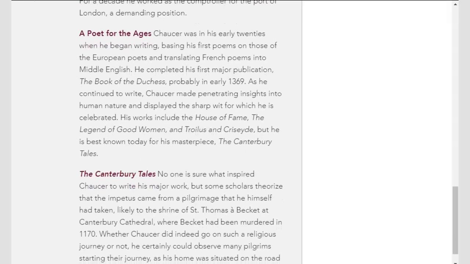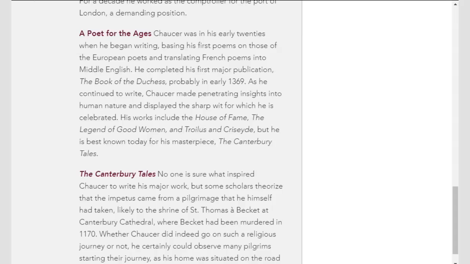A poet for the ages. Chaucer was in his early 20s when he began writing, basing his first poems on those of the European poets and translating French poems into Middle English. He completed his first major publication, the Book of the Duchess, probably in early 1369.